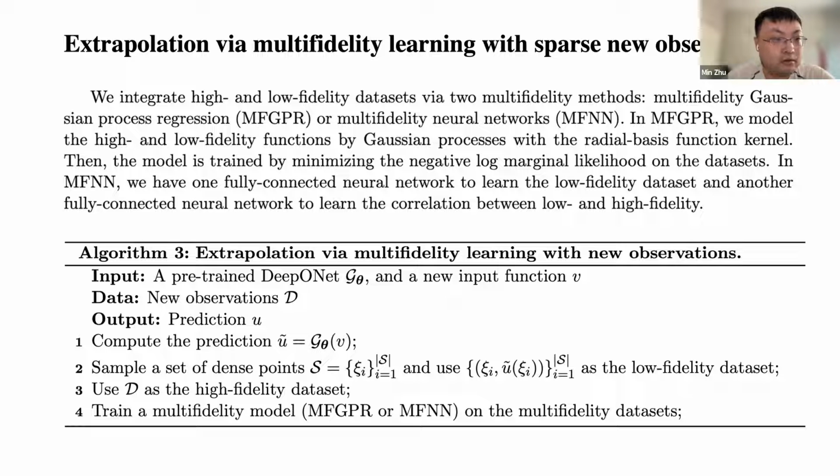And the algorithm is to first compute the prediction for the input function, and then sample a set of dense points as the low-fidelity dataset, and then use the new observations as the high-fidelity dataset, then train the multi-fidelity model on the multi-fidelity dataset.